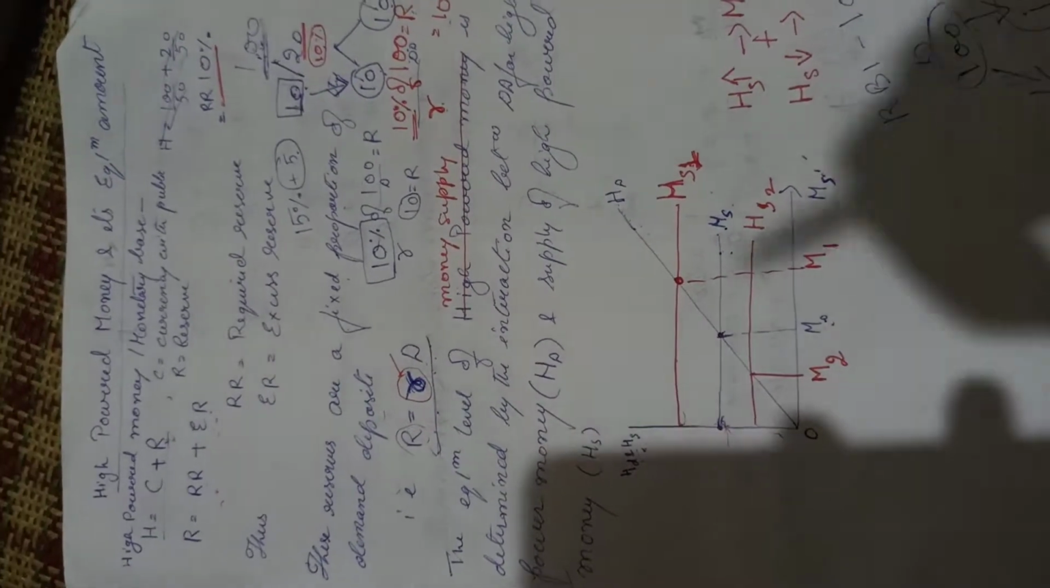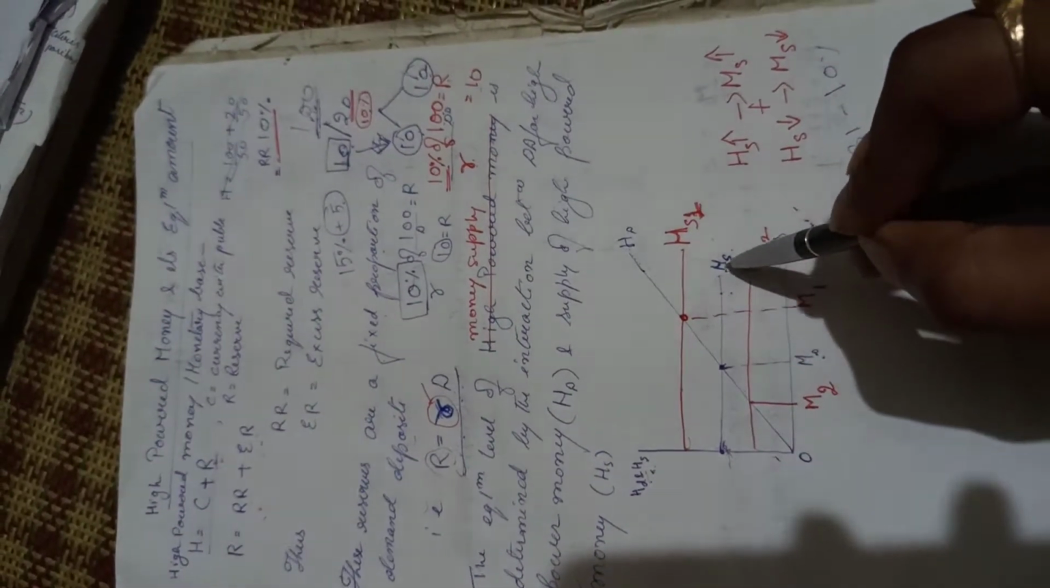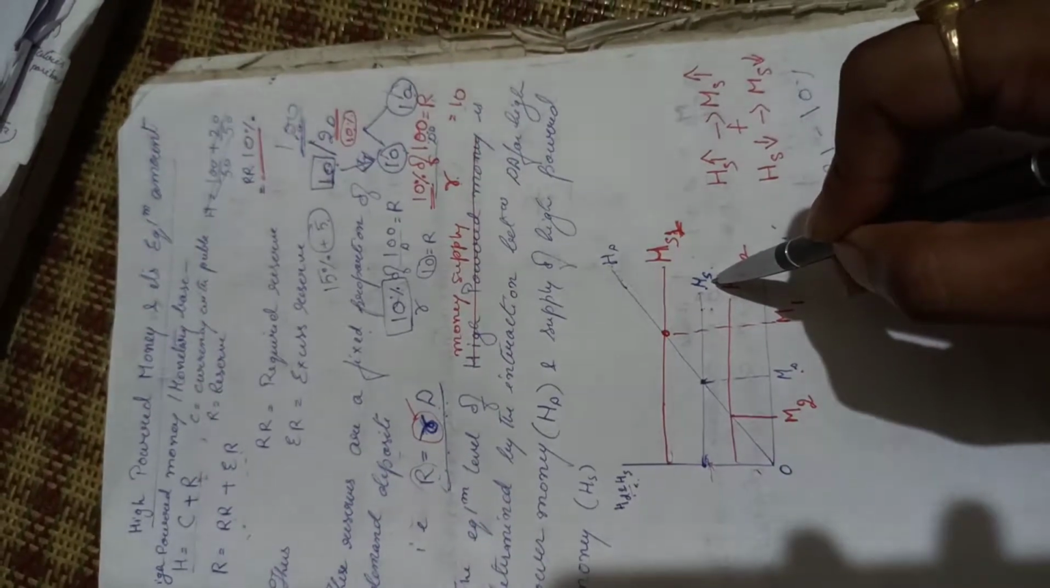Okay, now let us move to the determination of the equilibrium level of money supply. Now the equilibrium level of money supply is determined by the intersection between the demand for high powered money and the supply of high powered money. Now the supply of high powered money is given here by a horizontal straight line. This horizontal straight line shows that the supply of high powered money is constant. This is because the supply of high powered money is exogenously given or is controlled by the central bank of any country. Okay, and it does not react with any other variable. So the supply of high powered money is depicted by a constant line.